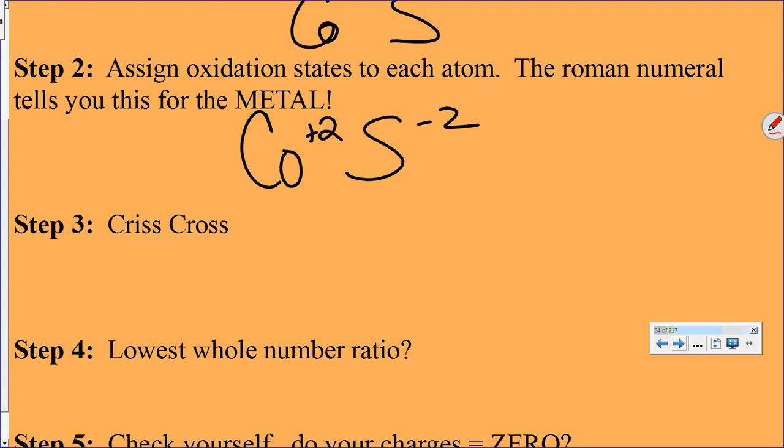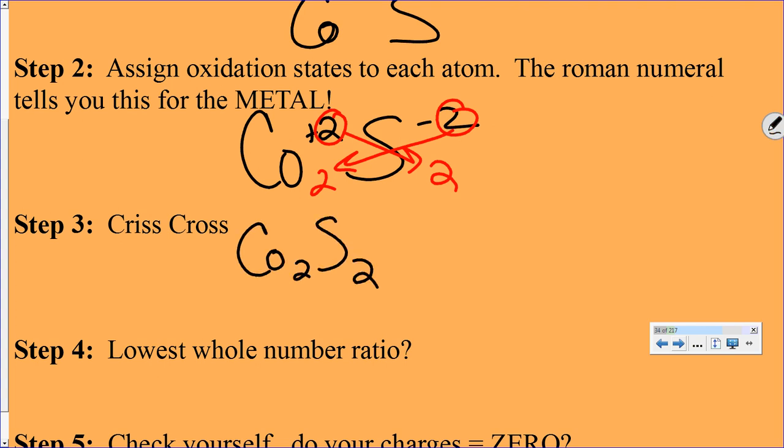Then we're going to go ahead and crisscross these, which gives me Co2S2. Then we say, is this the lowest whole number ratio? No, it's not. We do exactly what we did with our other naming. This comes out to be CoS.